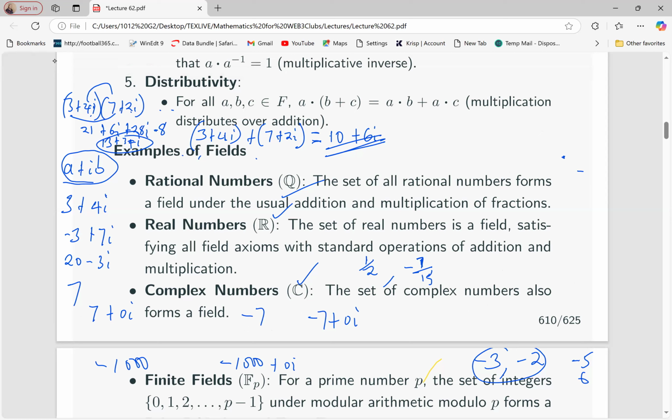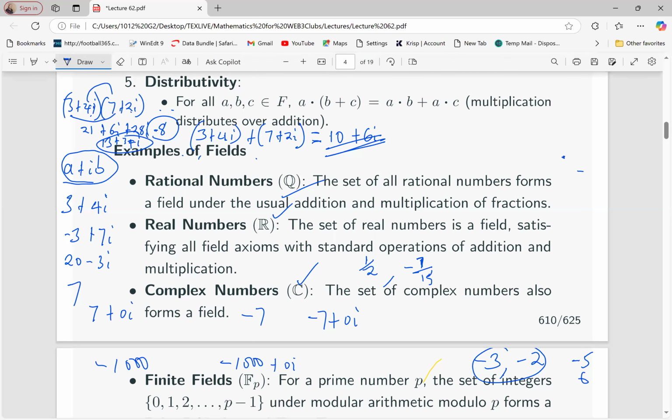Now, those who didn't see how I got this -8, what I did was 4i times 2i gave me 8i squared. And we had already said that i has the property that i squared is -1. We had already said that. So this becomes 8 times -1, which is -8. That's how I got that.